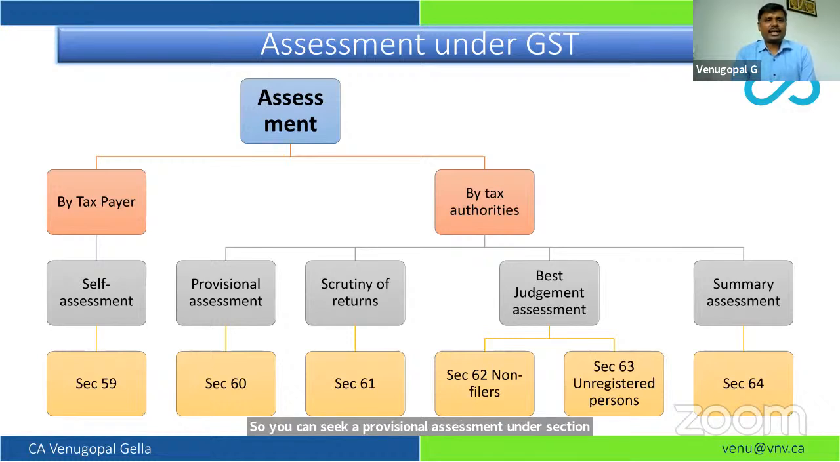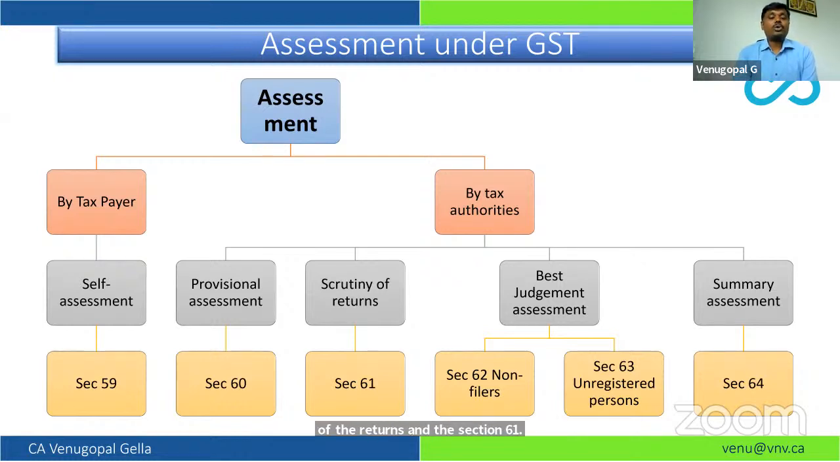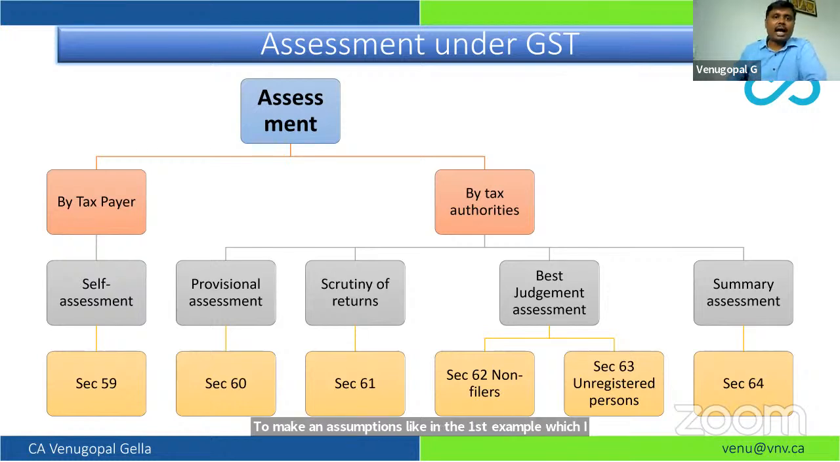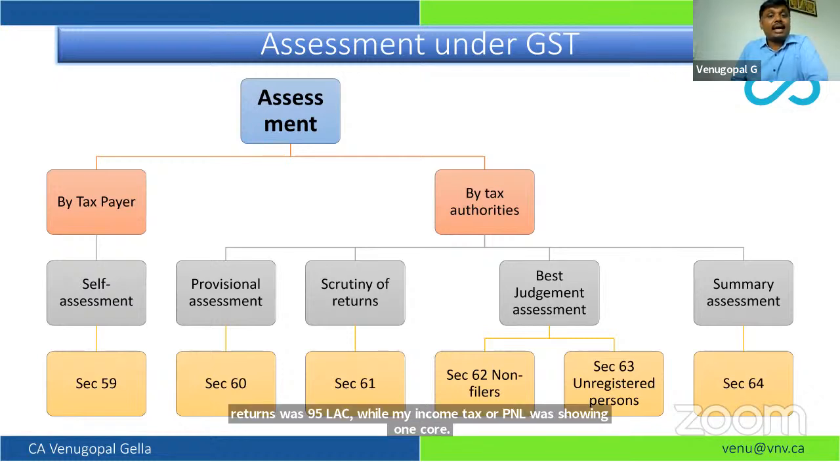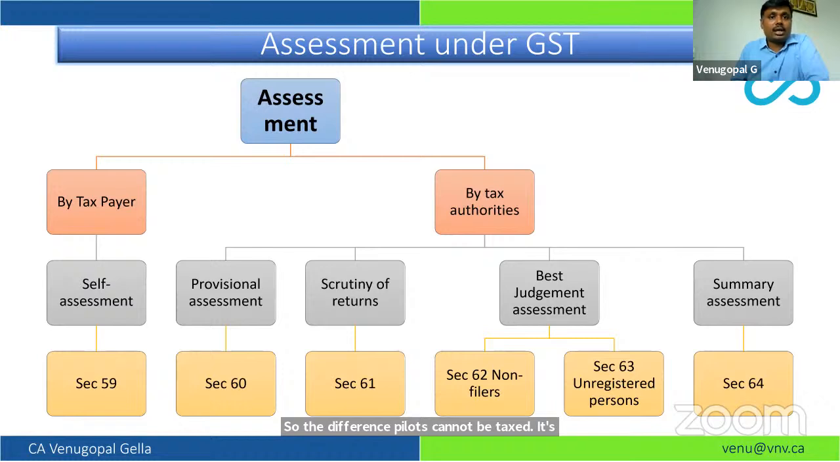But if you filed your returns, the department will make the assessment of the returns, which we call scrutiny of the returns under section 61. If you are not filing the return, they cannot do an assessment, so the department has no scope in GST to make assumptions. Like in the first example I mentioned, the value disclosed in the GST returns was 95 lakhs, while my income tax or P&L was showing 1 crore. The difference of 5 lakhs cannot be taxed by assuming 18%, CGST, SGST. The department has no rights to it.